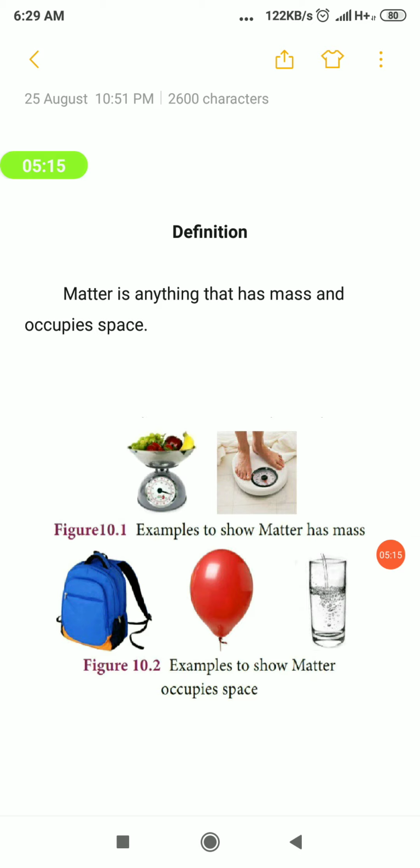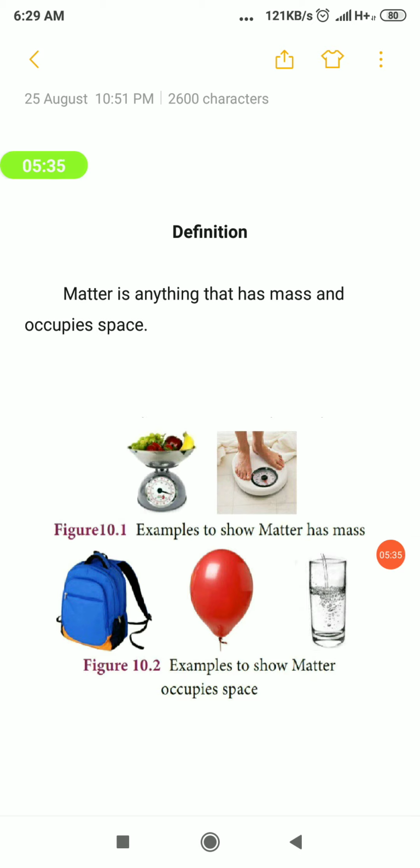So what is called matter? Anything that has mass and occupies space is called matter. A picture is given for you. The first two pictures show matter. The fruits are matter, the human body is matter, they have some particular mass, no? So these two pictures demonstrate that matter has mass. The remaining three are used to show that it occupies space.